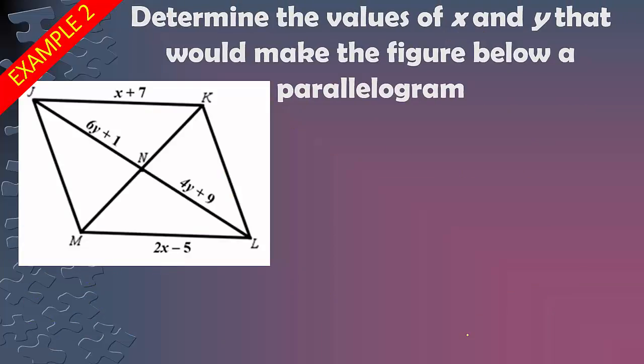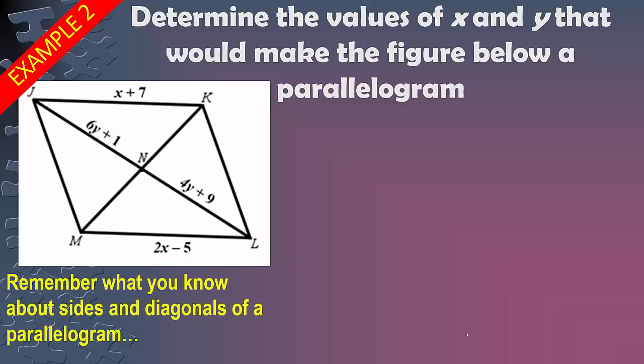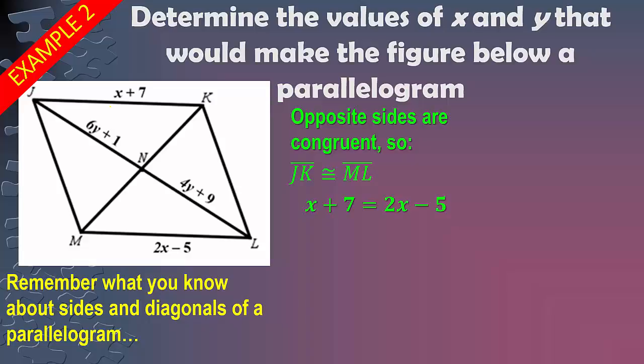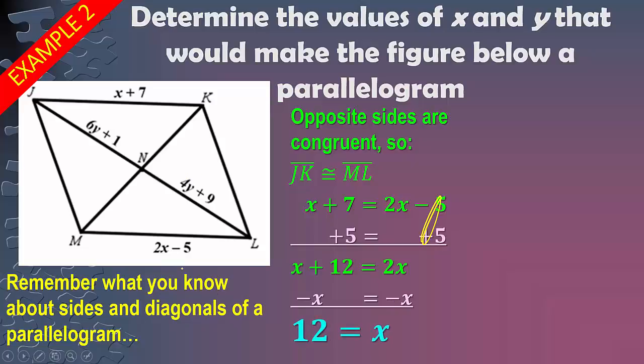All right, last example. We need to determine the values of x and y that would make the figure below a parallelogram. So again, remember what you know about sides and diagonals of a parallelogram. So the opposite sides are congruent in a parallelogram, so you set the x plus 7 equal to 2x minus 5, so that's JK is congruent to ML. And then combine like terms like we did a few units ago. So move all your variables to one side, your constants to the other side. So we're going to add 5 to both sides over here, which will give us x plus 12 equals 2x. Subtract x from both sides, 2x minus x is just x equals 12.